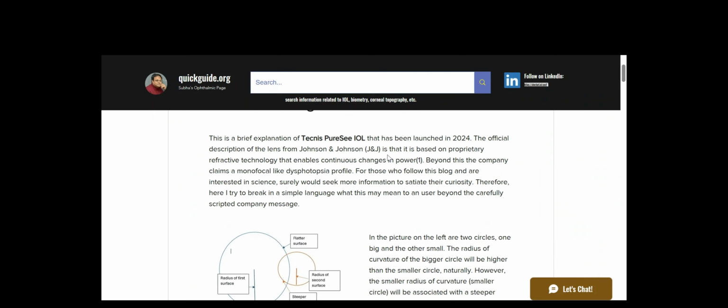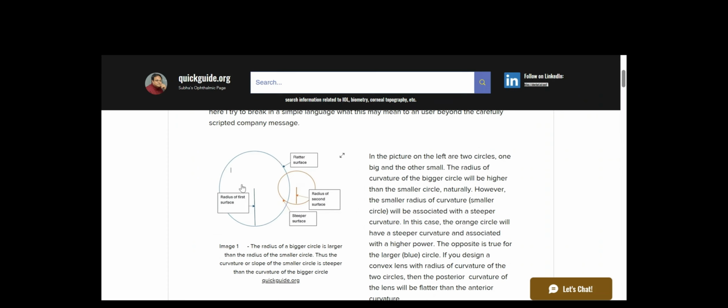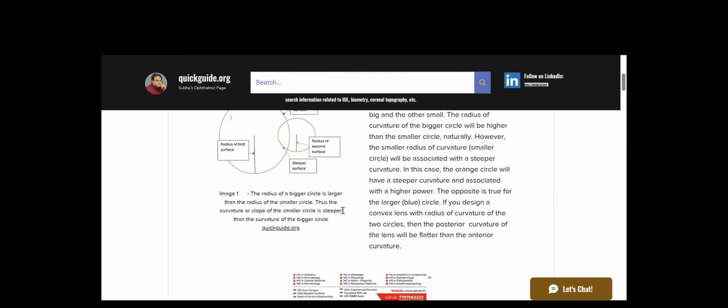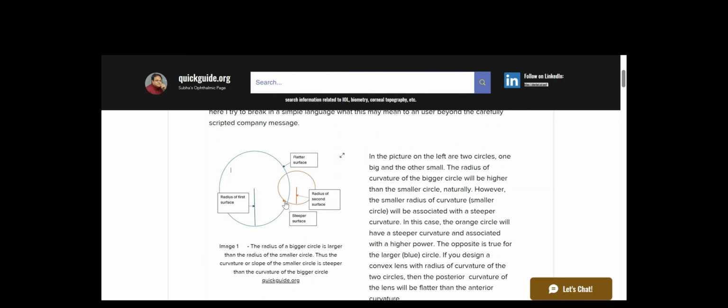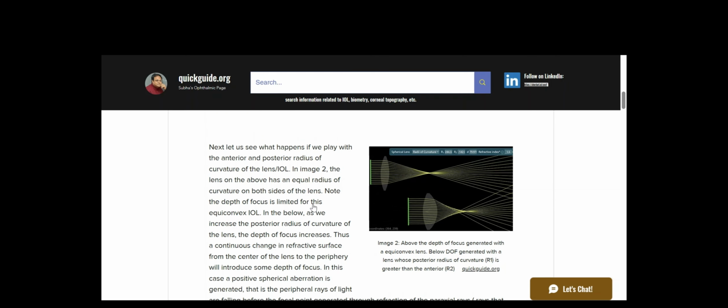Now let me explain the fundamentals of this. See here, you have two circles, one bigger and one smaller. The bigger will have a larger radius, the smaller will have a smaller radius. That is quite obvious. But you can see that a smaller radius always comes with a steeper curvature, and a bigger radius comes with a flatter curvature. So you can actually generate a lens from these two curvatures, one with a flatter curvature, one with a steeper curvature. And that is what I have done in this simulation.